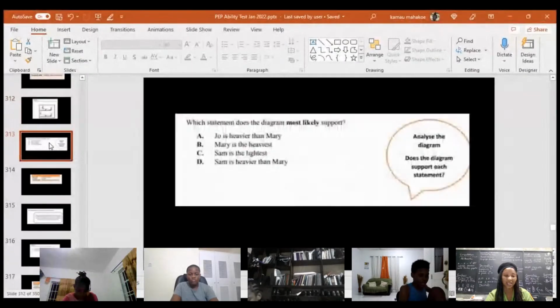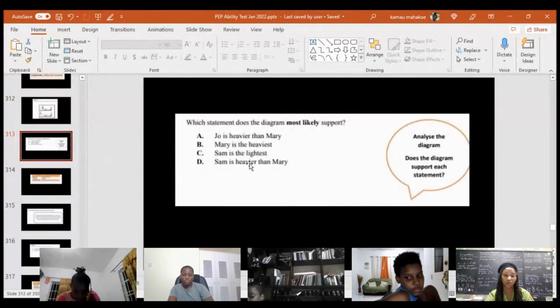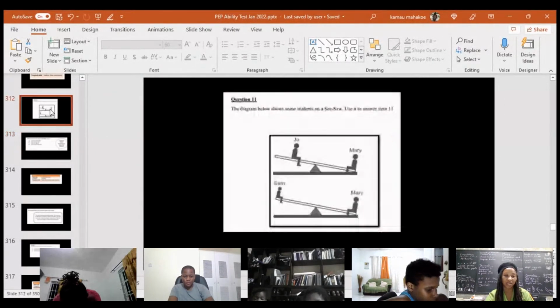Let's see if the others are supported. Is Joe heavier than Mary? No, miss. Mary is the heaviest, because Mary's weight carried down the seesaw with Joe and Sam as well. So we can rule out that Sam is heavier than Mary. Is Sam the lightest? Can we draw that conclusion? Yes, miss. He is the lightest.